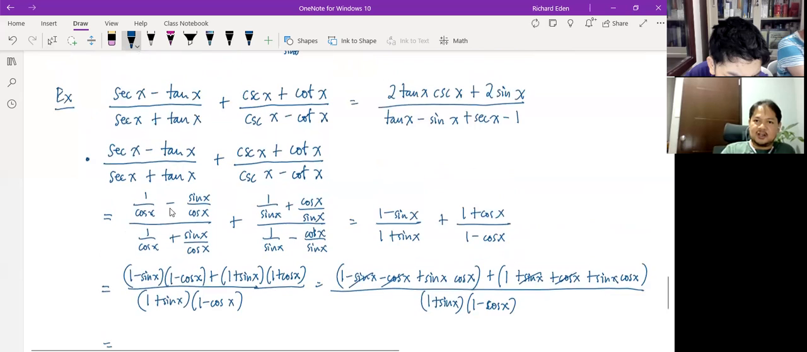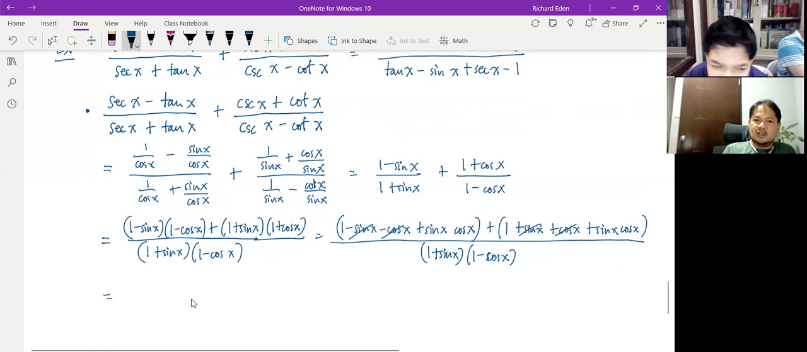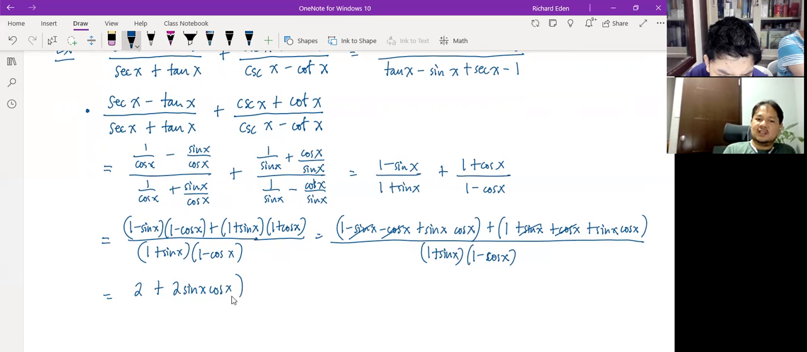So we have 2 plus 2 sine of x cosine of x. And then in the denominator, right now I see no reason to change it, so for now, 1 plus sine of x and then 1 minus cosine of x.